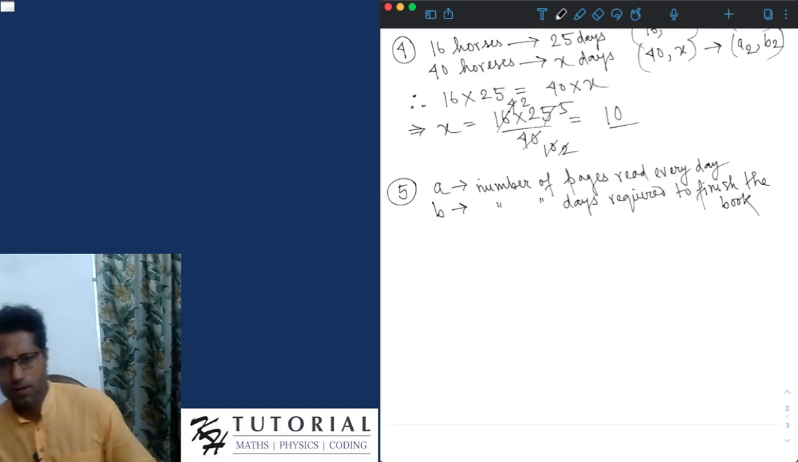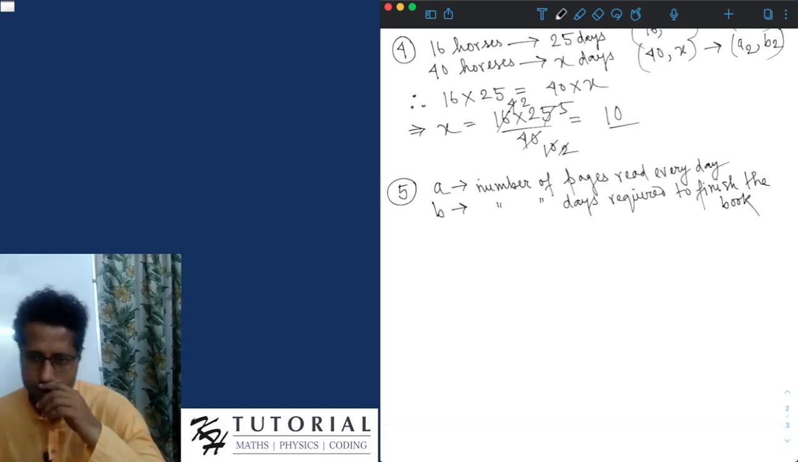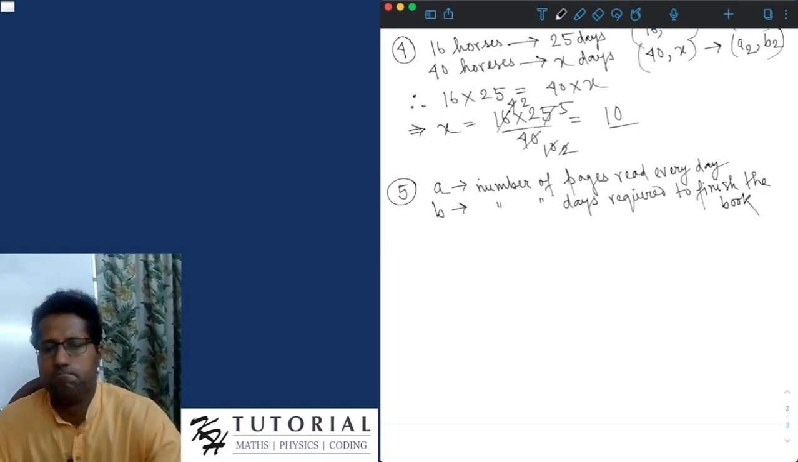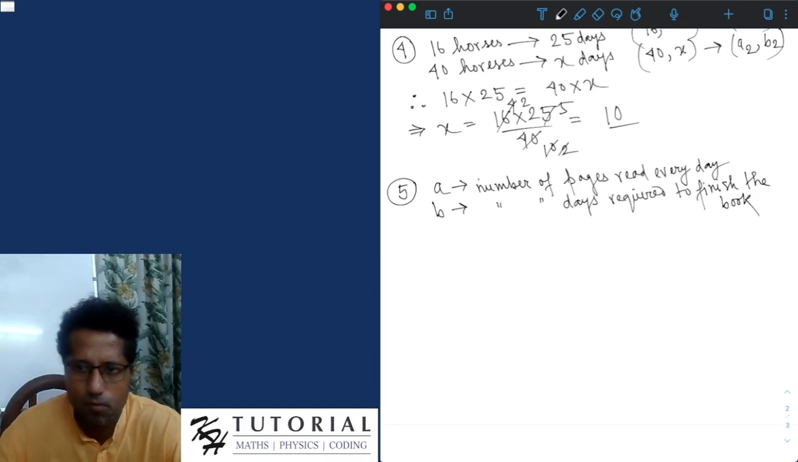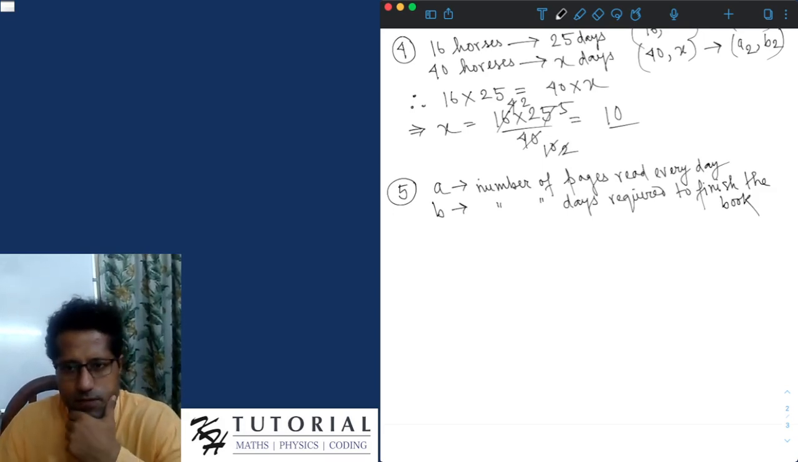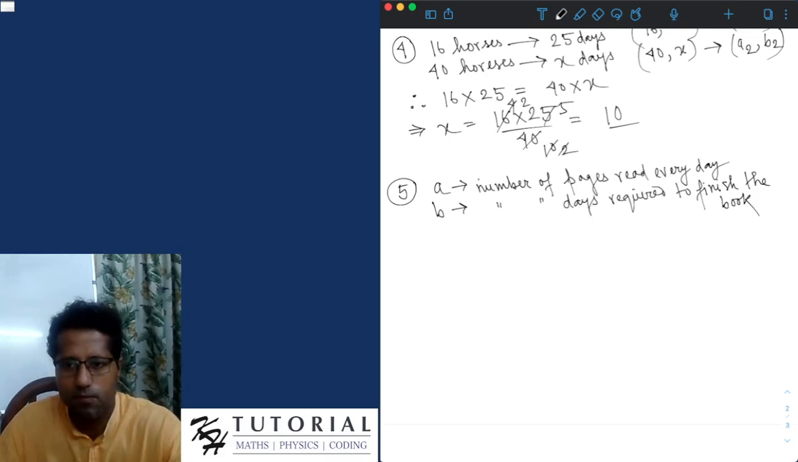Quantity A I am referring to as the number of pages that is read every day by the girl, and the quantity B as the number of days required to finish the book. So clearly we can see that the quantities A and B vary inversely, because if you read more pages per day, then definitely you will take fewer days to complete the book, and if you read fewer pages per day, you will take more days to complete the book.